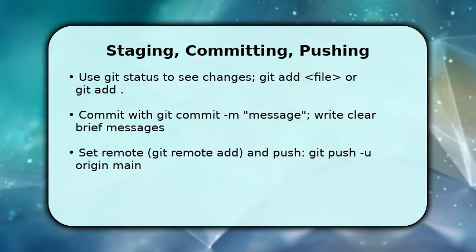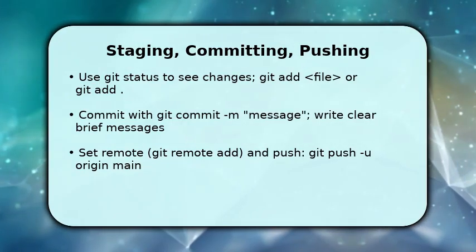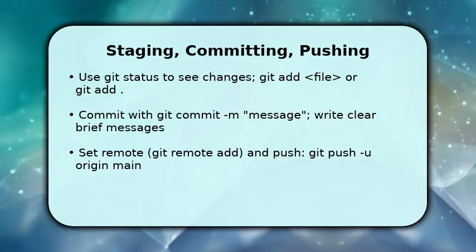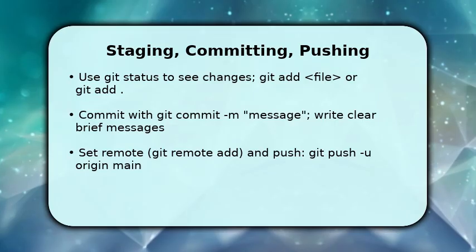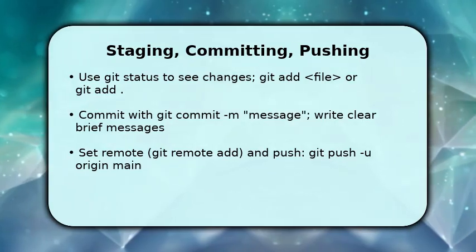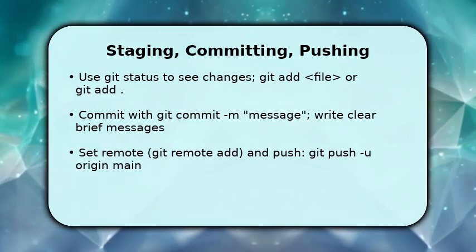If this is a new repo, add a remote with git remote add origin URL. Once connected, push your branch using git push -u origin main to set up the upstream. Make sure to pull first when collaborating to avoid conflicts.